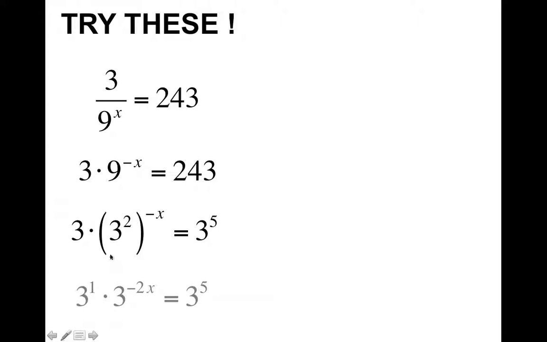All right, now I'm just rewriting this. This 3 is actually 3 to the 1. I just want the 1 there for the next step. When you have these parentheses, you multiply the exponents. So I multiplied 2 times negative x.